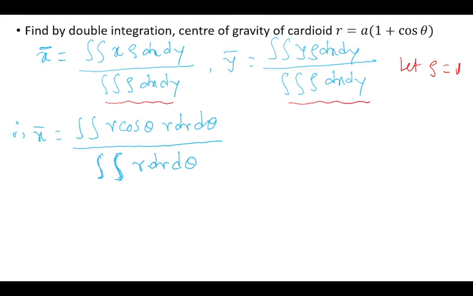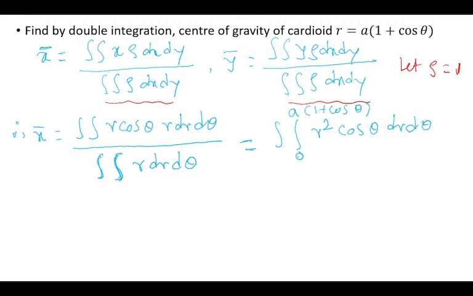This is a right-hand cardioid, and it exists in all four quadrants. So obviously, even without a diagram, you can get the limits for the cardioid. I will write here: this is the numerator double integral, r square cos theta dr d theta. The limit of r is from 0, that is the origin, not the center, to a times 1 plus cos theta.